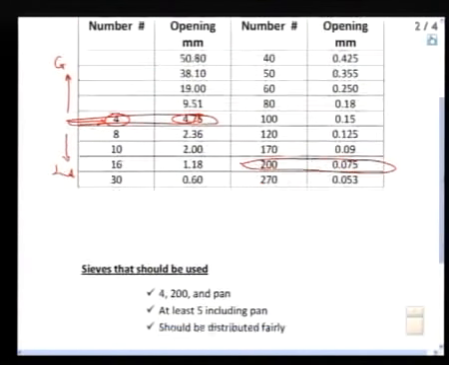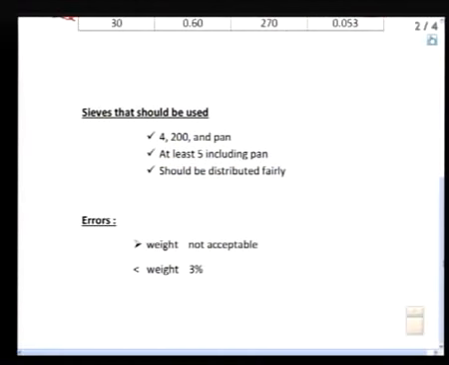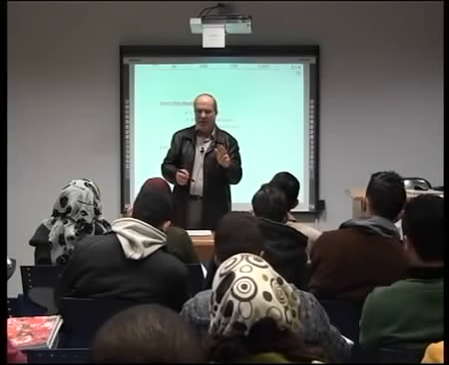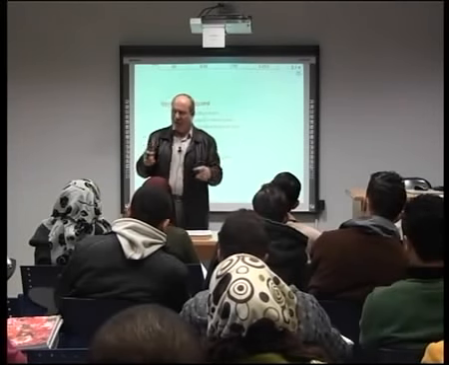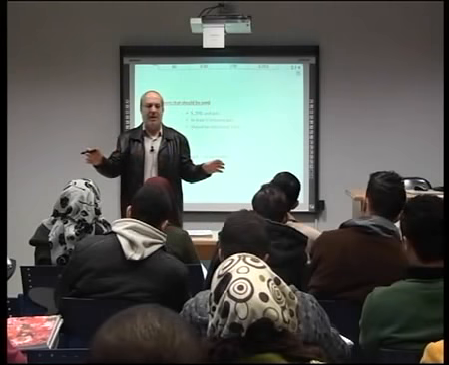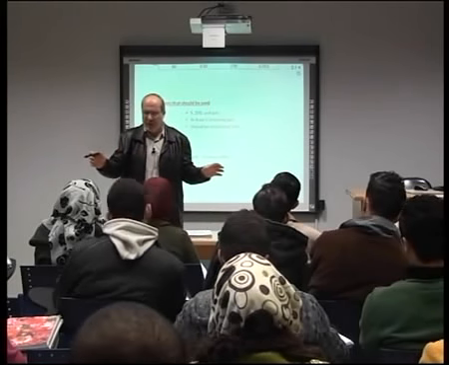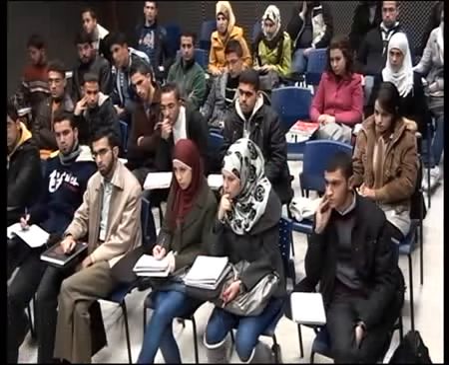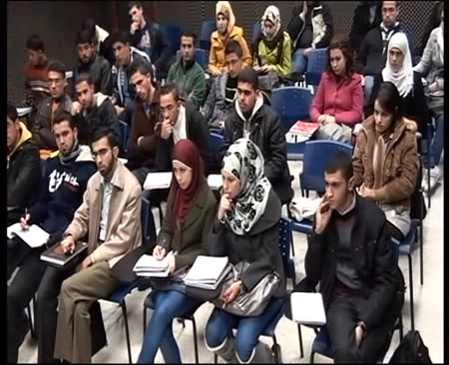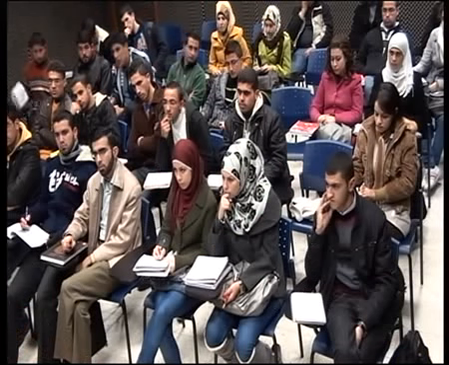That's why when we do sieve analysis test, we should have number 4, number 200, and a pan. They should be there, 3. So already we have 3 sieves. How many sieves we should use? To draw a straight line, we have to have a minimum of how many points? 2 points, right? To draw a straight line, we should have a minimum of 2 points.